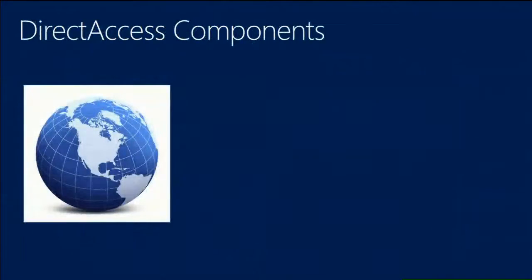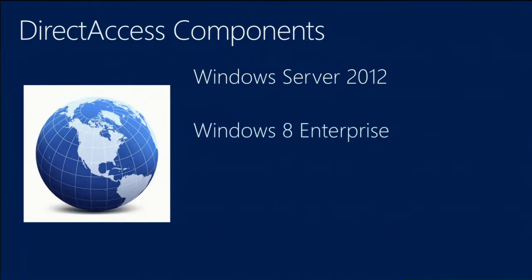So DirectAccess, one of the things that I like to make sure that people understand is that DirectAccess is not a protocol. Rather, it is a collection of technologies and protocols that are used to make our always-on remote access solution. So we start with Windows Server 2012 and the remote access role, which we will install. On the client side, we're going to use Windows 8 Enterprise. It does support Windows 7 as long as it's Enterprise or Ultimate Edition, and there are some additional configuration changes you have to make to be able to support Windows 7 clients.